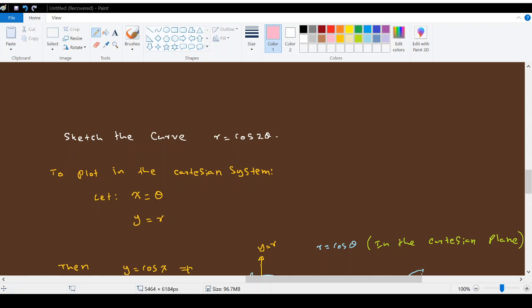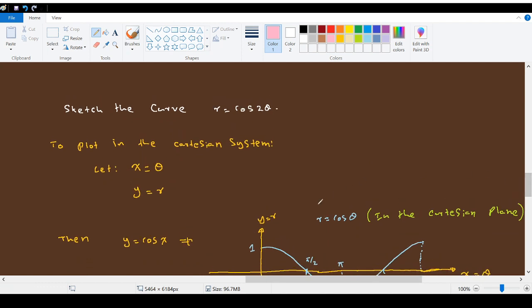Now we are going to sketch the curve of r equals cosine 2 theta in the polar coordinate system. And for this one also, as we did for the previous problem, we convert everything into the Cartesian coordinate system, and then we try to plot the curve of r equals cosine 2 theta in the Cartesian system.